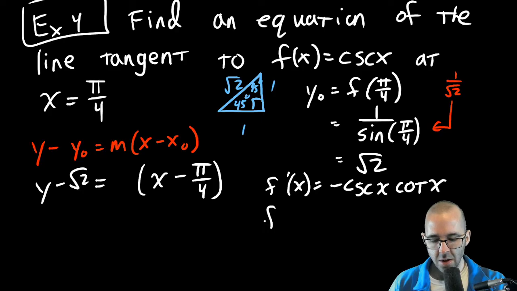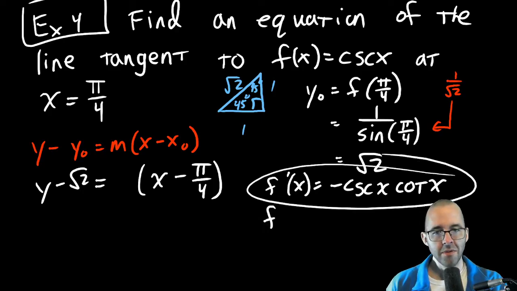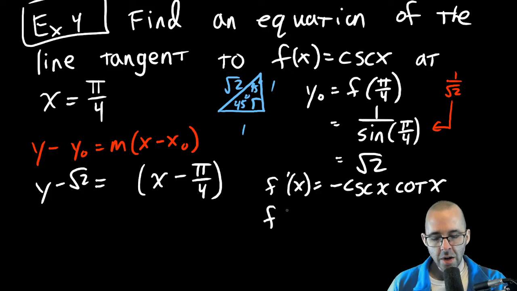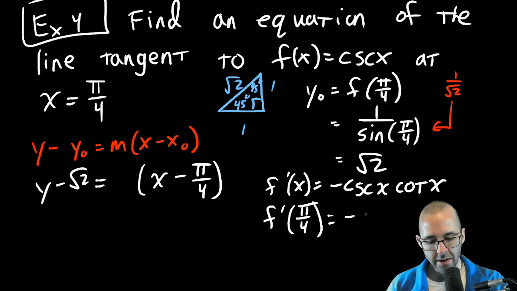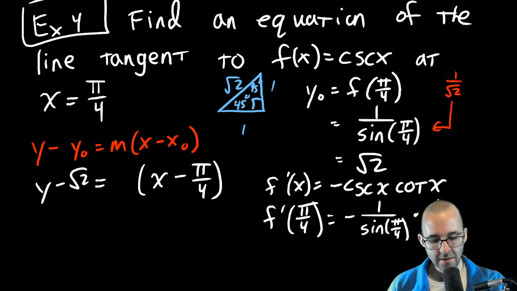So what is the slope? Again, this tells us the slope of f at any point. But in this problem, we only care about what is the slope at this point. That's going to be negative. So again, cosecant is 1 over sine. And cotangent is 1 over tangent.